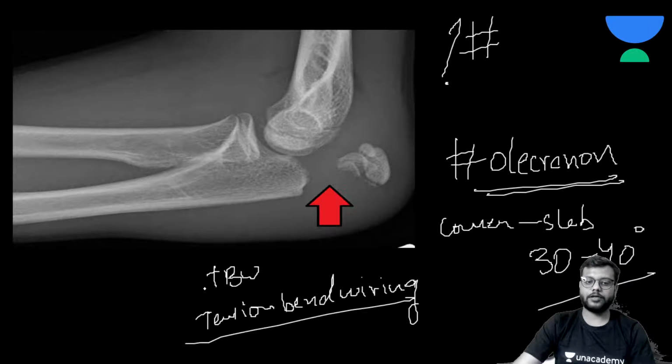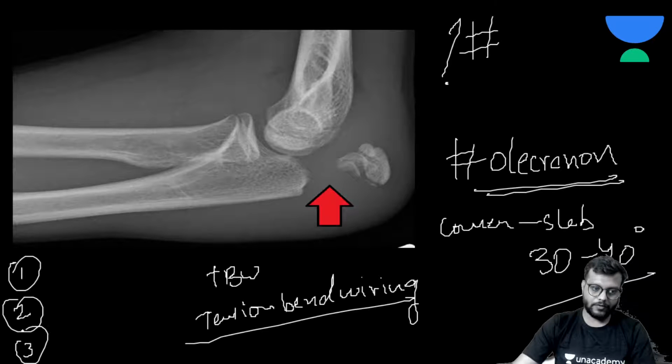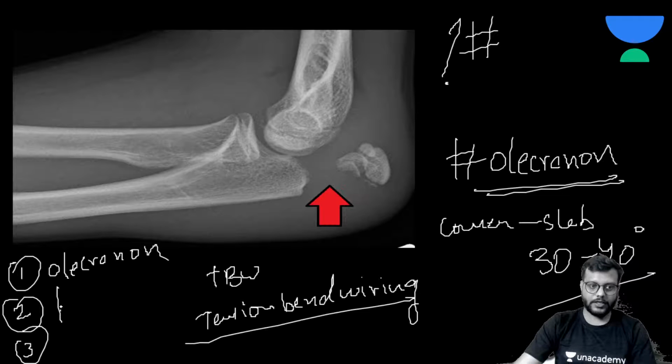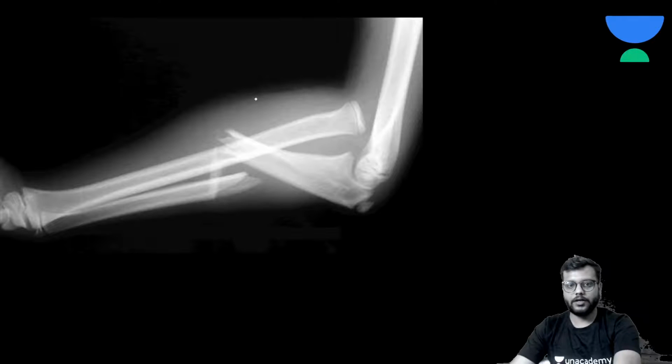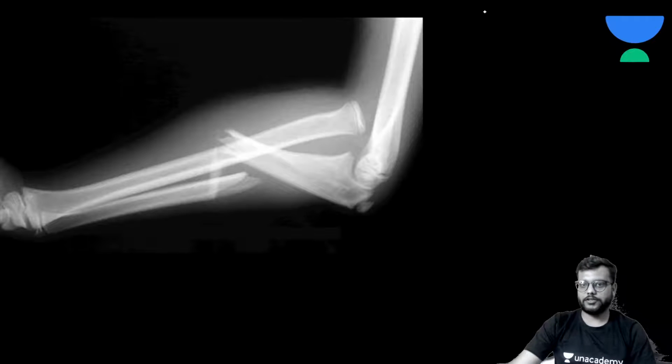It is done majorly at three parts of the body. TBW: first is the olecranon, second is the patella, and third is the medial malleolus. Okay. Now, which fracture is this?